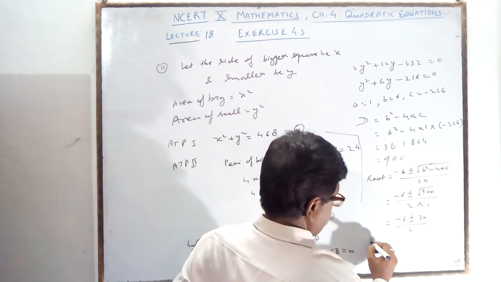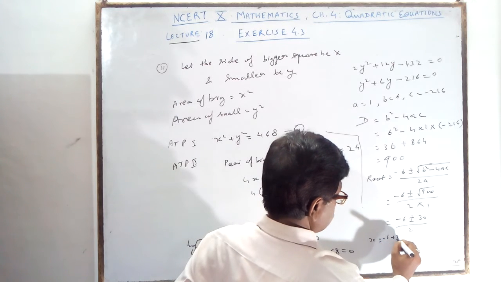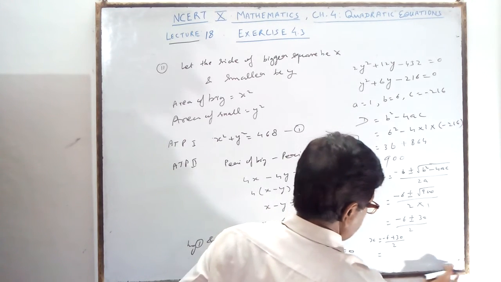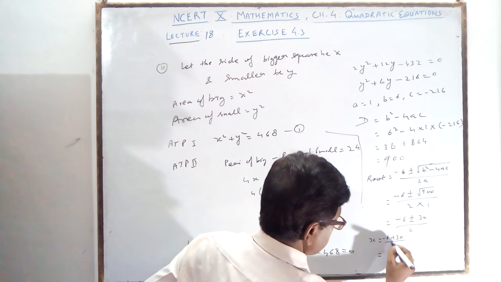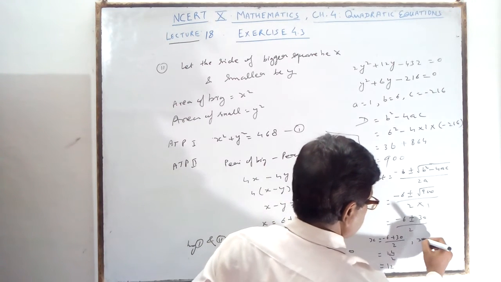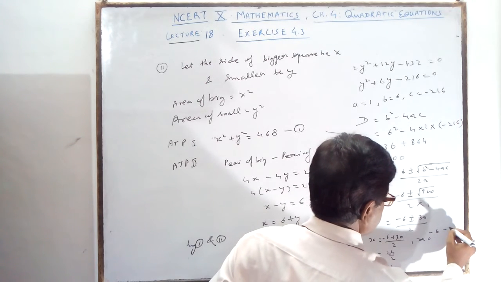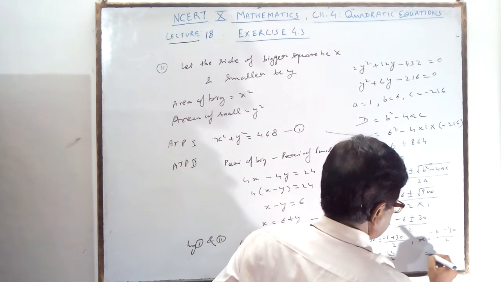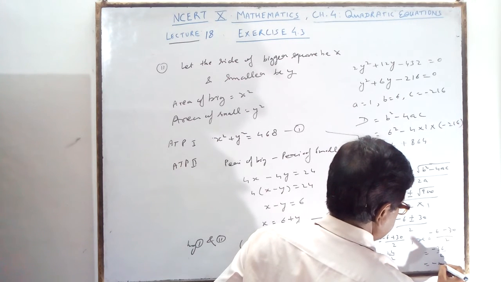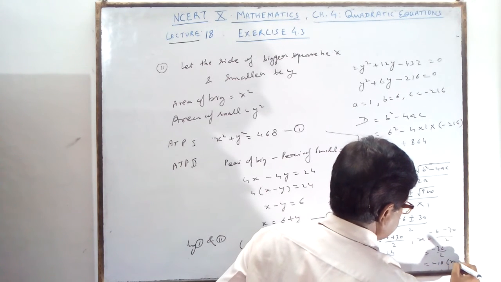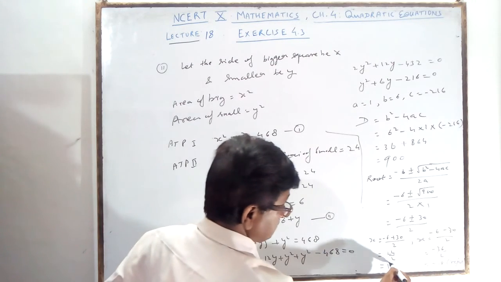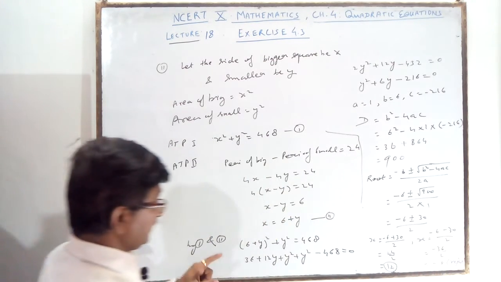So y is equal to minus 6 plus 30 by 2, which gives you 24 by 2, that is 12. And y is equal to minus 6 minus 30 by 2, which gives you minus 36 by 2, that is minus 18. That is rejected. So 12 is the one answer you are getting.